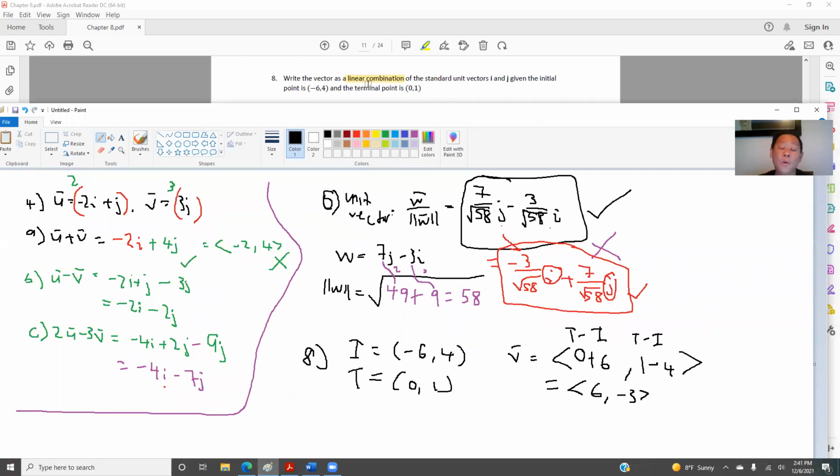But since they want it in a linear combination form, you just need to change this to i and j. So it's 6i minus 3j. This is your answer for number 8.